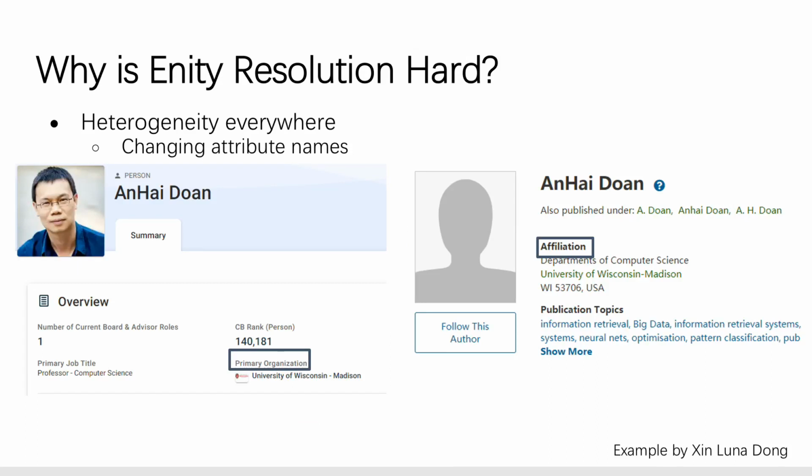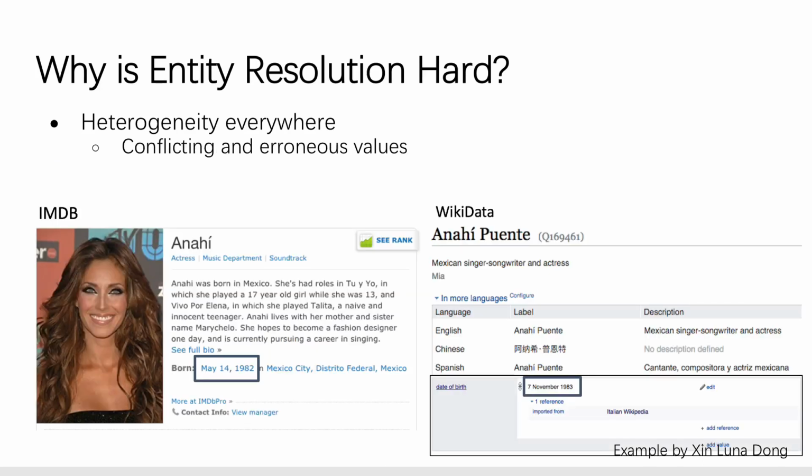Another difficulty comes from changing attribute names. As one very simple example, by the way, some of the slides come from excellent surveys and tutorials from Luna Dong. This is one example where AnHai Doan is one researcher working in this domain as well. If you look at two different pages from their websites, one says the primary organization, and the other page says affiliation. So we need to figure out that primary organization is the same as affiliation. And this is not so simple because we don't have the right to change their websites, and essentially the website creator has the freedom to set the names.